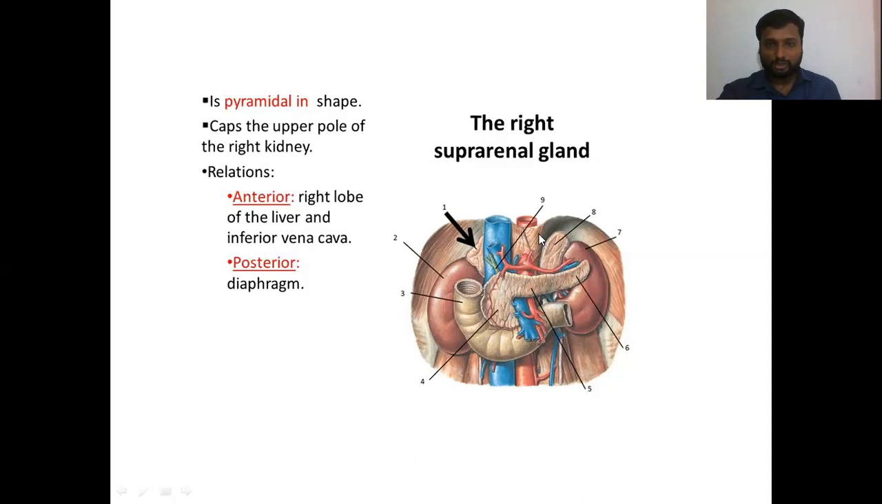Posteriorly in both cases, see, this is the diaphragm. So posteriorly in both cases, it is related to the diaphragm. Then only borders. Medial border is related to celiac ganglia and left inferior phrenic artery. Lateral border, which is related to one.